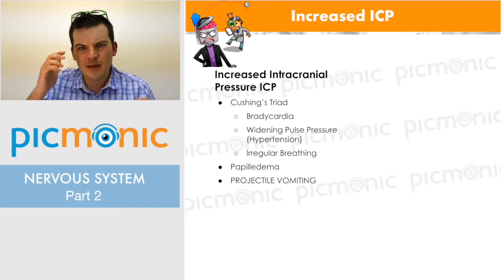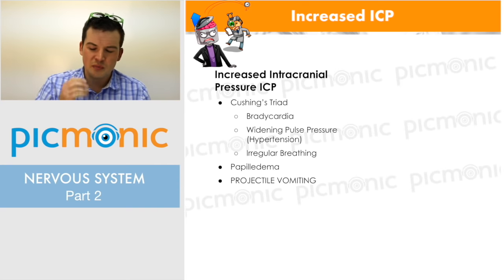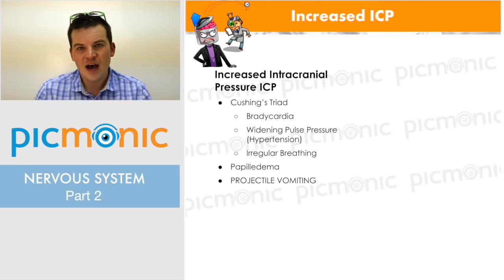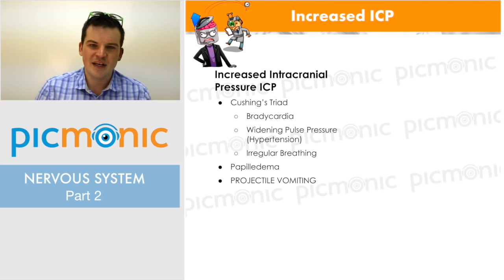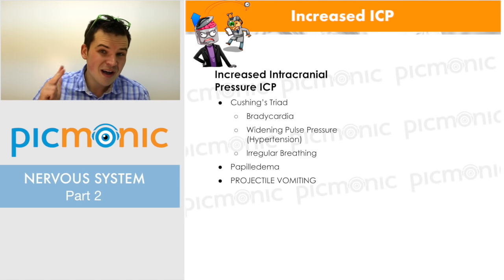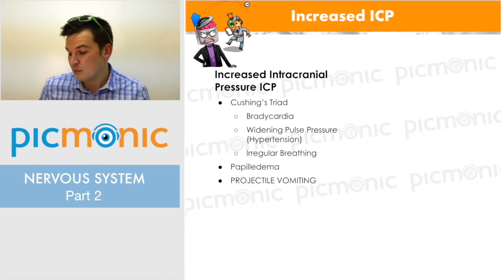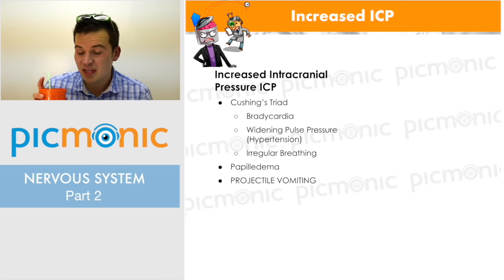There are other things like different pupil sizes, paradoxical pupil sizes as well. But the big thing is this projectile vomiting, and then Cushing's triad: bradycardia, widening pulse pressure, and irregular breathing. Breathing pattern is the big one, this breathing ataxia.